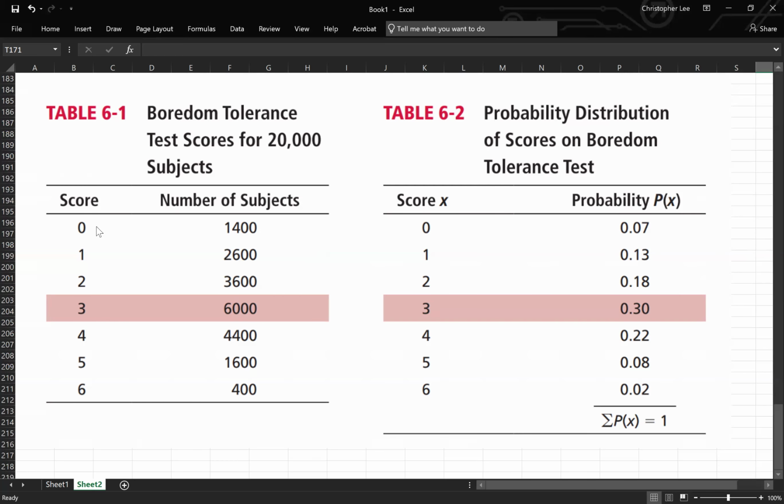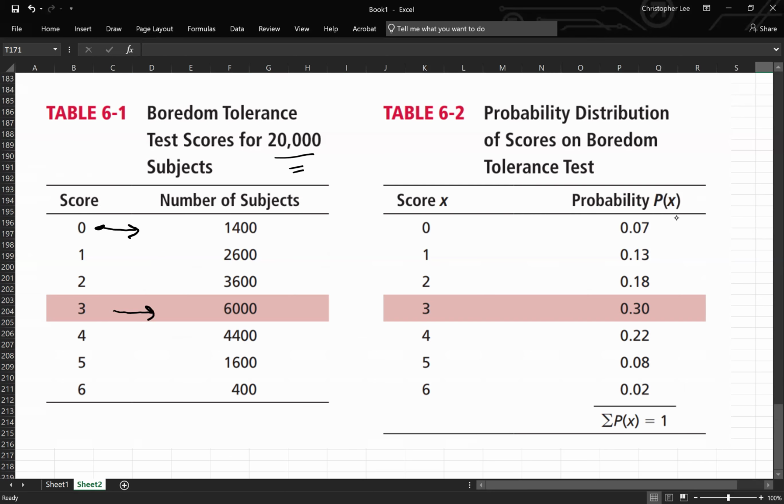Let's say for a score of 0, 1,400 people out of the 20,000 said that they were super bored. Like they had no tolerance for boredom. For example, 6,000 people gave it a score of 3 out of the 20,000, so they had like a medium tolerance for boredom.